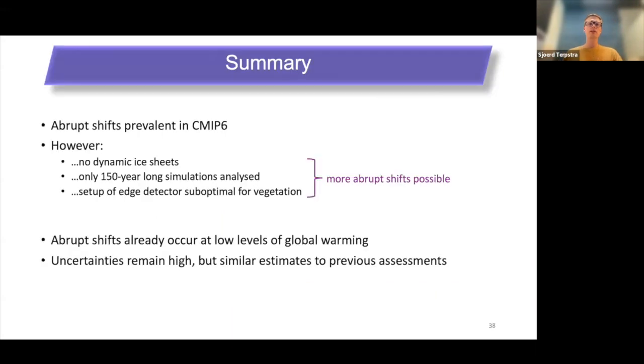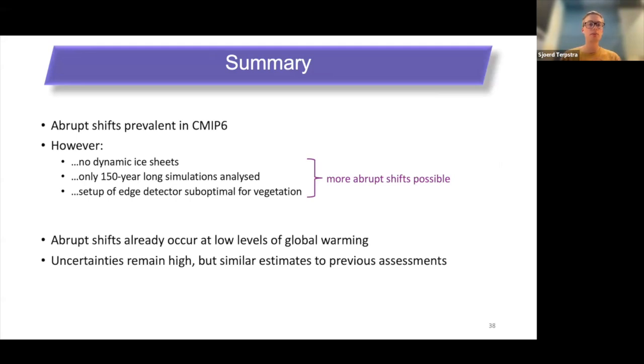So to summarize, we find that abrupt shifts are quite prevalent in CMIP6. It's a bit difficult to compare to a previous assessment of the CMIP5 data that Drijfhout did, because we use slightly different methodology with an automated algorithm, etc. But it definitely seems that they are still occurring, and also at relatively low levels of global warming. We can see them already in quite many systems.